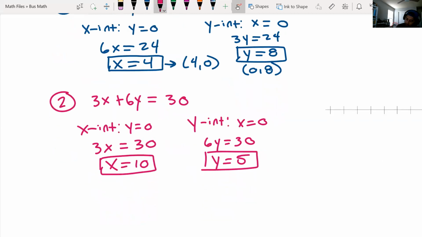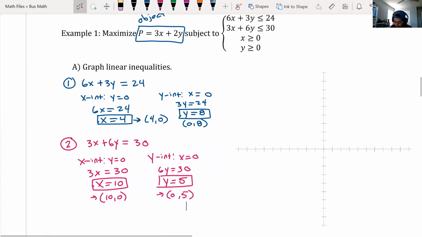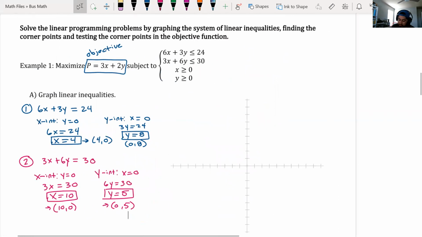And these create the points (10, 0) and (0, 5). Okay. And then remember that these inequalities, x greater than or equal to 0, y greater than or equal to 0, are the non-negative restrictions. And those are just vertical and horizontal lines.